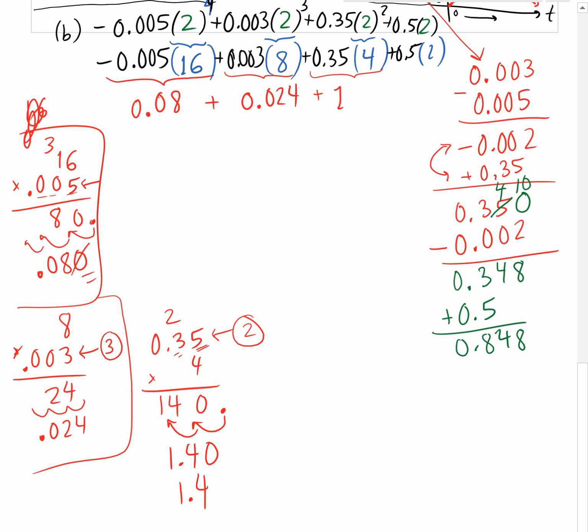Oh, you know what, you guys? What did I forget here? I forgot this negative. Hello. I went off and multiplied the 0.005 by 16, but I forgot to carry the negative. That could have been deadly. Anyway. And then 2 times 0.5, that's going to be a 1. I always remember that because 0.5 is the same as a half. Half times 2 is 1.